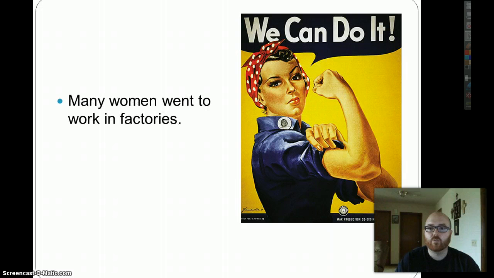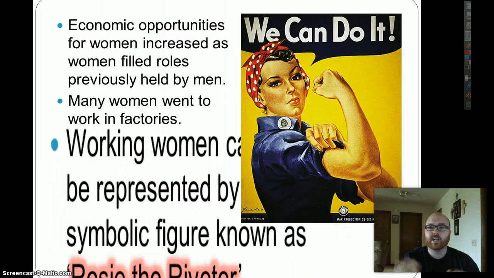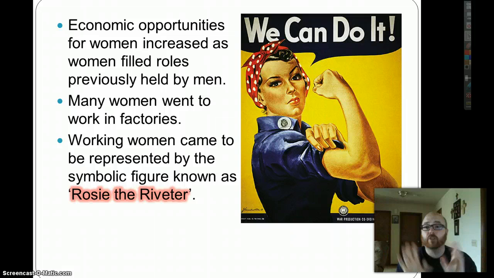Right? And here's old Rosie the Riveter. Alright, economic opportunities for women increased as women filled roles previously held by men. Men are going off to war. We need people working in factories. Okay, let's have women. Actually, African Americans and women went to work in the factories.